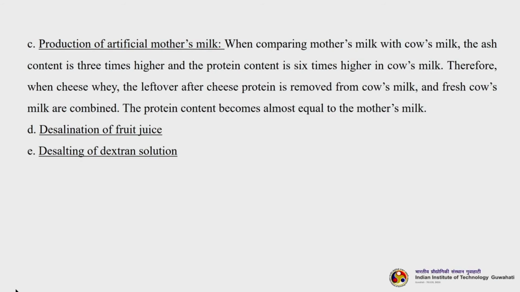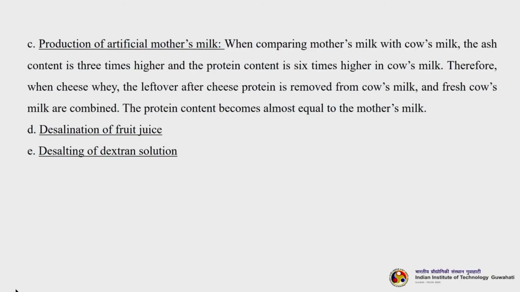Next in the food industries is the production of artificial mother's milk. When comparing mother's milk with cow's milk, the ash content is 3 times higher and the protein content is 6 times higher in cow's milk. Therefore, when cheese whey, the leftover after the cheese protein is removed from cow's milk, and fresh cow's milk are combined, the protein content becomes almost equal to mother's milk. Then we have applications in desalination of fruit juices and desalting of dextran solution.